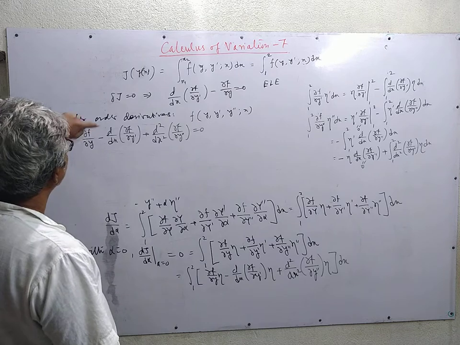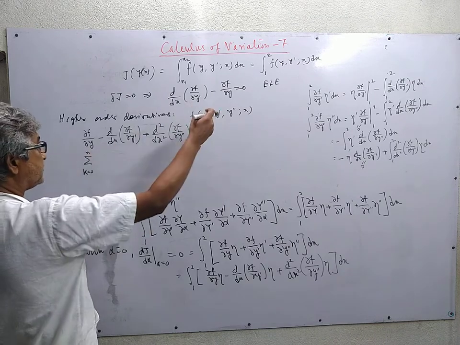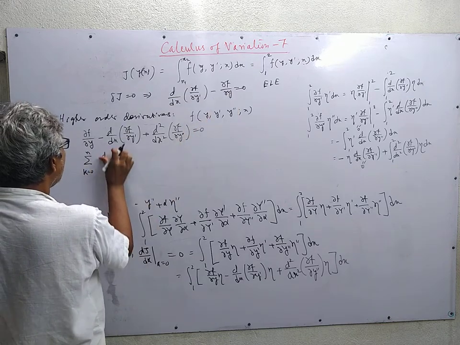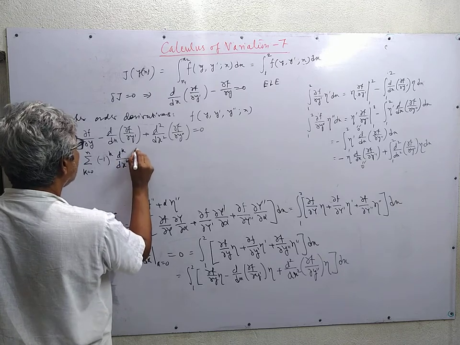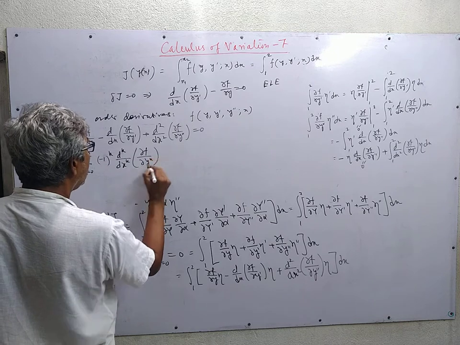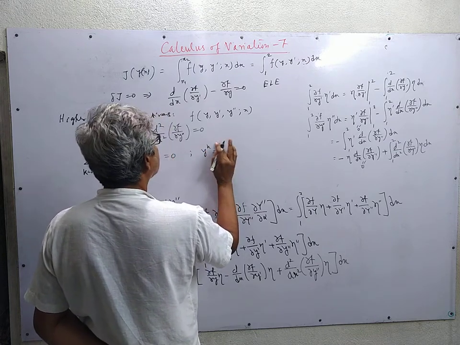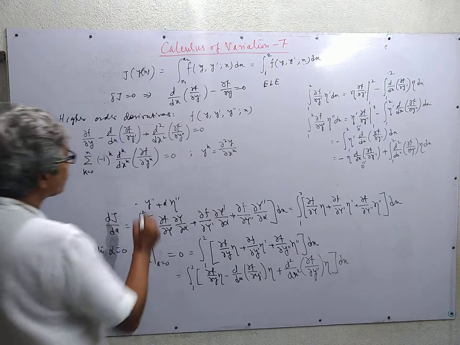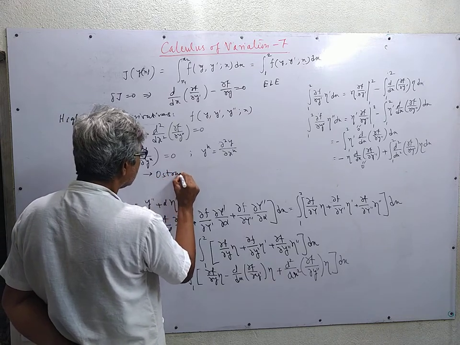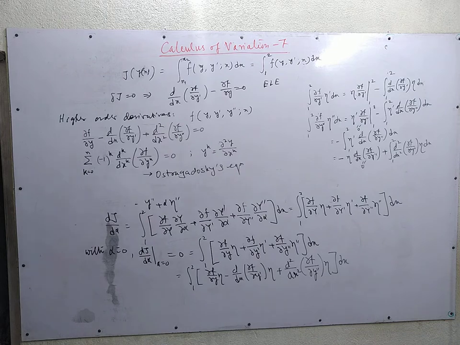We consider this is the zeroth term, this is the first term, and this is the second term. So the generalization is like that. k is equal to 0 to n when the function contains up to n derivatives. We can write the sign is (-1)^k d^k/dx^k of ∂f/∂y_k is equal to 0, where y_k is the k-th derivative, that is ∂^k y/∂x^k. This is known as Ostrogradowski's equation, which is the generalization of the Euler-Lagrange equation when the functional depends on higher derivatives.